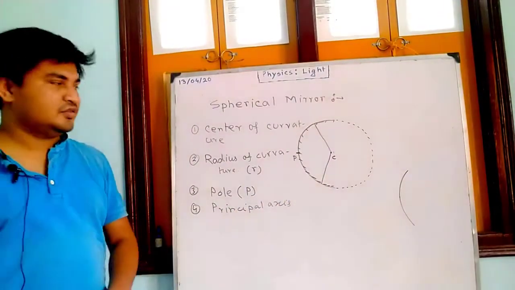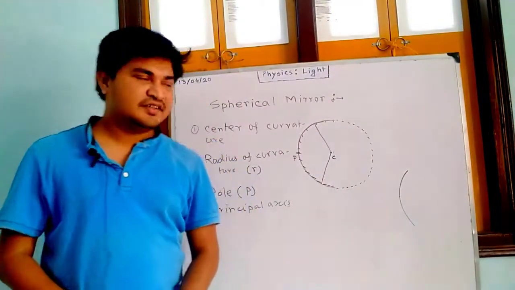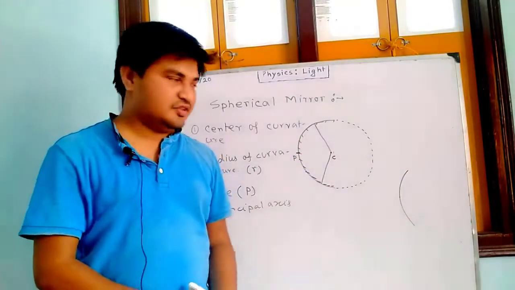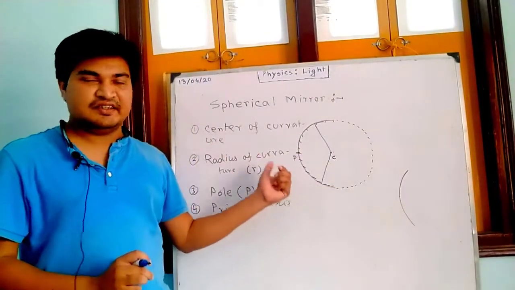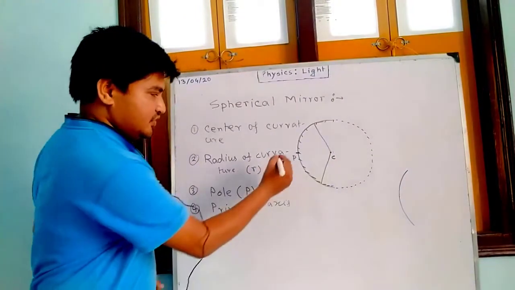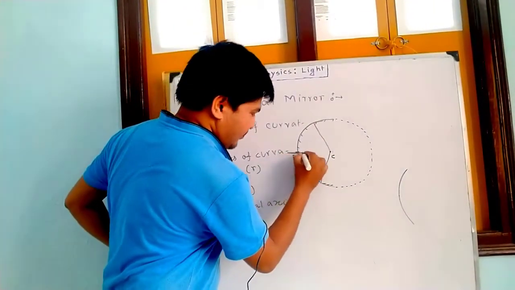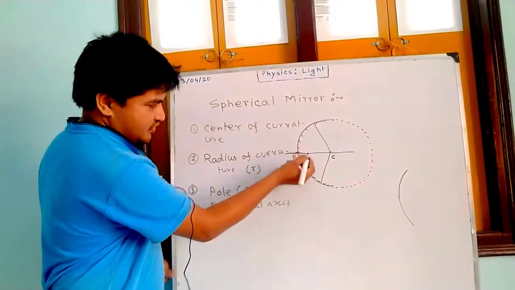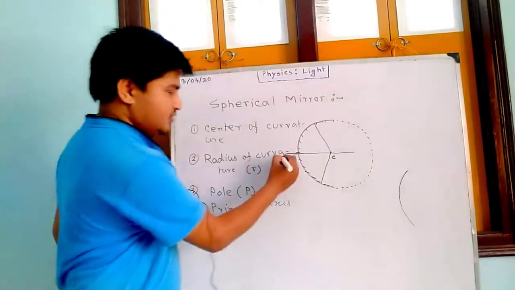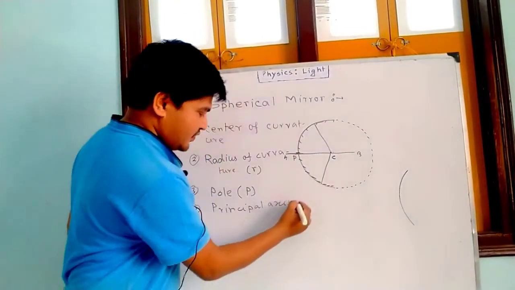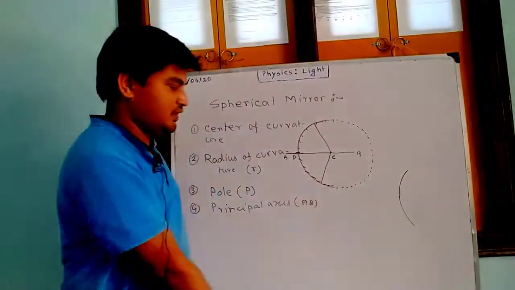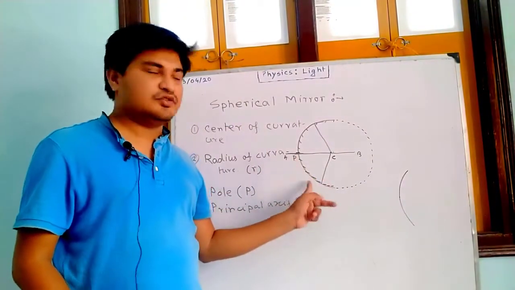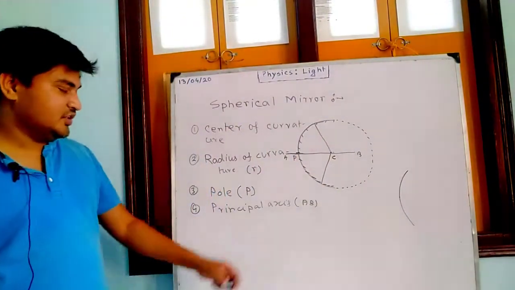Next, principal axis. What do you mean by principal axis? It is the straight line that passes through the pole and center of curvature. That is, if I draw a line from the pole to the center, and give it the name AB, this is called the principal axis. Clear? So the straight line that passes through the pole and center of curvature is called the principal axis.